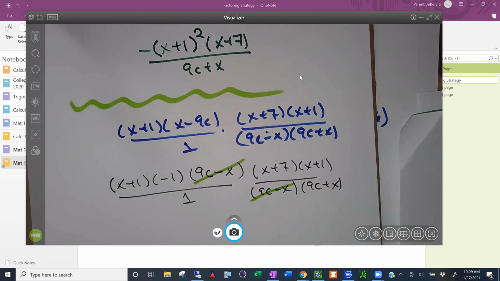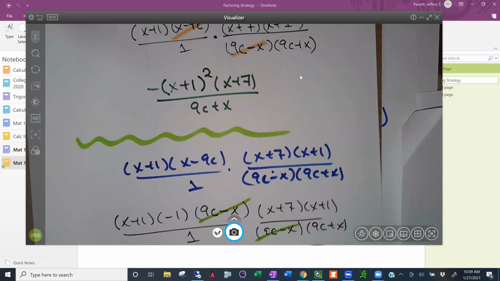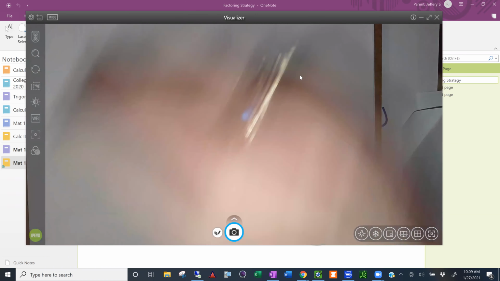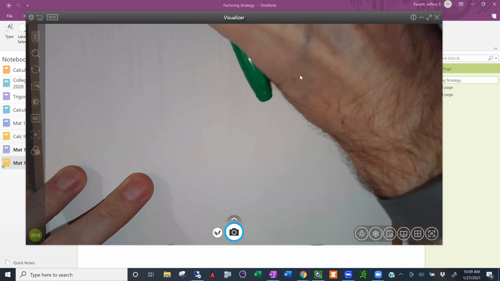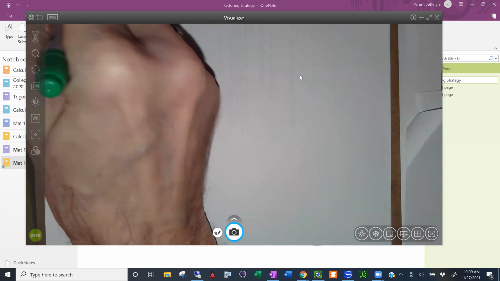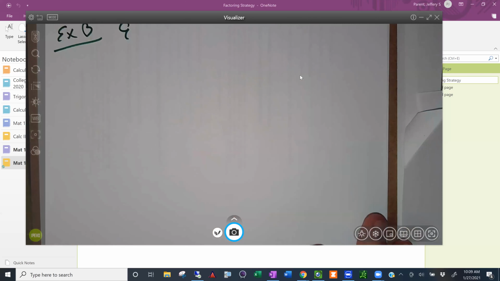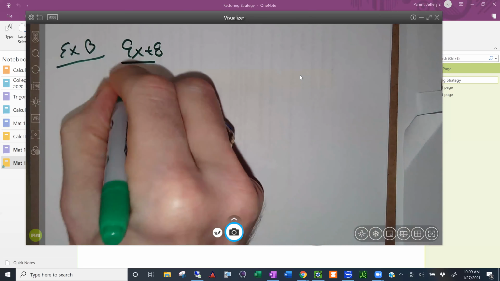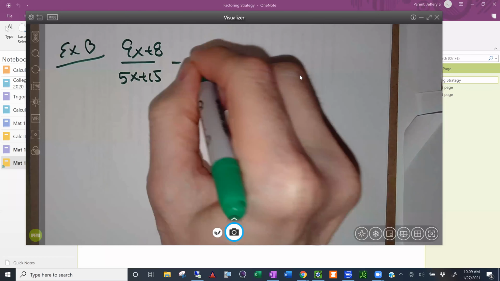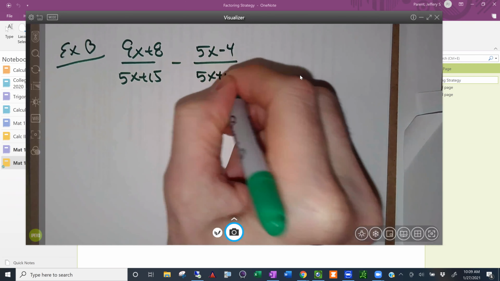Okay, so any comments or thoughts on this one? Anything more you'd like me to say here? Let's keep going. We've got a number of examples here. So we'll call this one example B. And it's 9x plus 8 over 5x plus 15 minus 5x minus 4 over 5x plus 15.